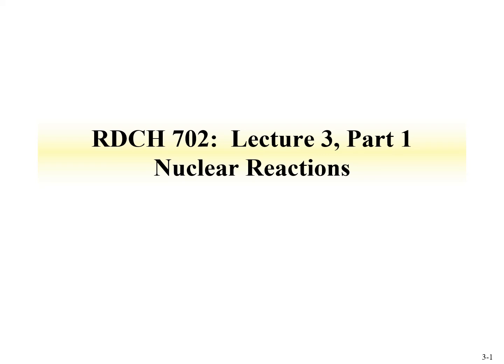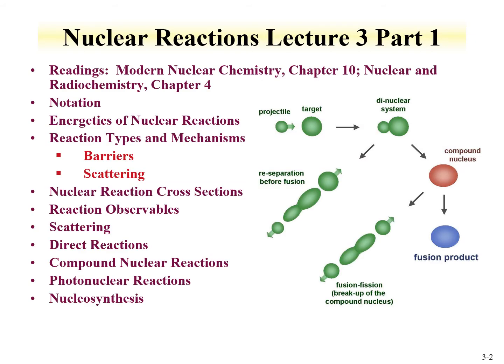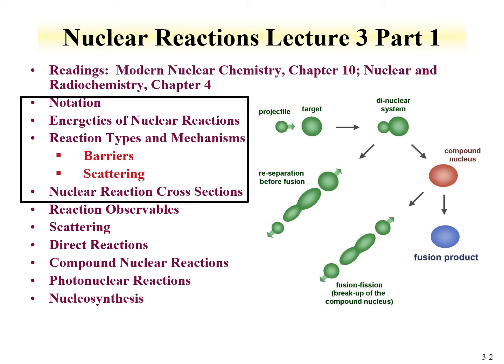Welcome to Lecture 3 for Radiochemistry 702. This lecture is on nuclear reactions, and it's in two parts. The readings for the lecture on nuclear reactions are in Modern Nuclear Chemistry, Chapter 10, and Nuclear and Radiochemistry, Chapter 4. This lecture is in two parts, and the first part, we'll start off with nuclear notation.